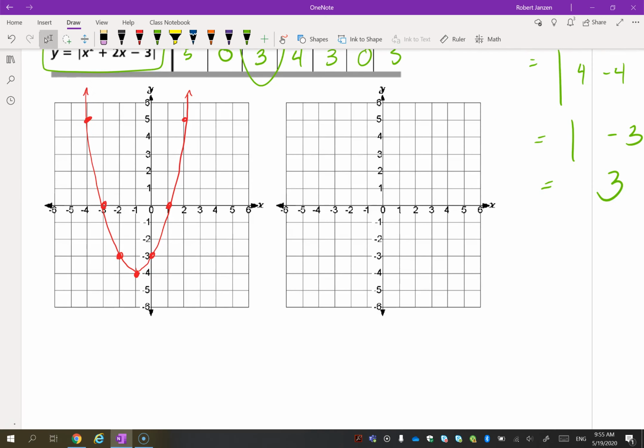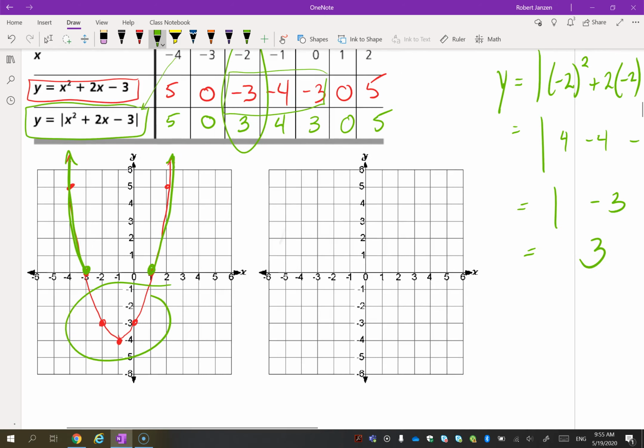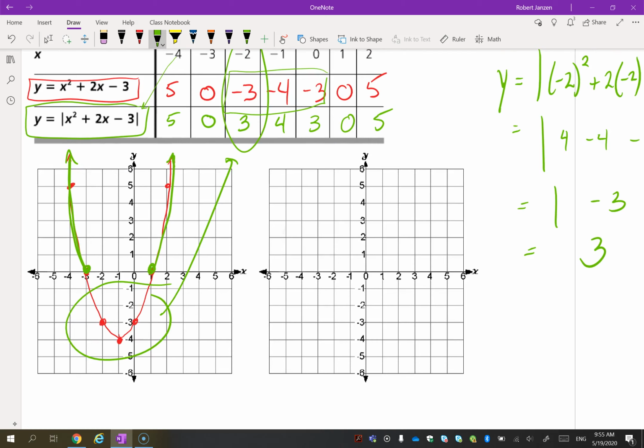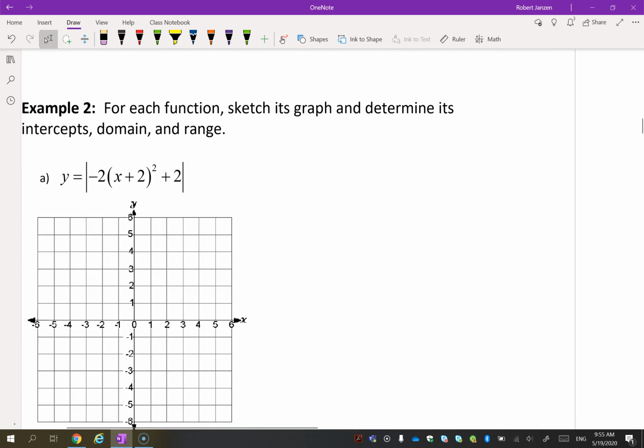So what does this graph look like? Well, here are your critical values, the x-intercepts. This part was positive, it will stay the same. This part, all of the values are negative. Okay, so if we take them and make them positive, they'll come up here. And so you'd have the bottom of the parabola just flipped upside down. Okay, so let's try one like that.